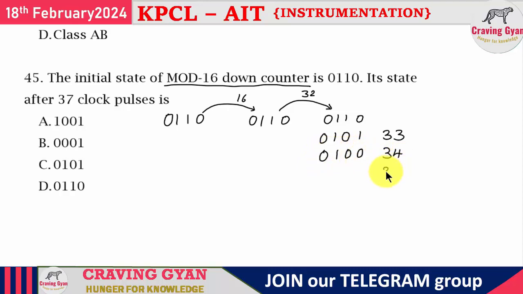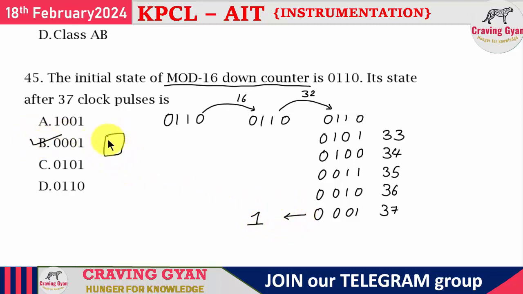And in the 33rd cycle, it is going to read, clocks should be incremented, right? Sorry, I made a mistake. 34. And in the 35th clock cycle, it is going to read the value 0011. In the 36th clock pulse, 0010. And in the 37th clock pulse, 0001, nothing but the value 1 in hexadecimal or decimal. So option B is correct.